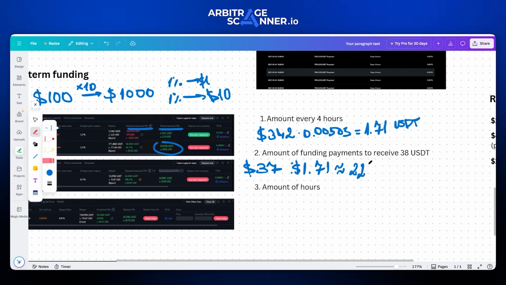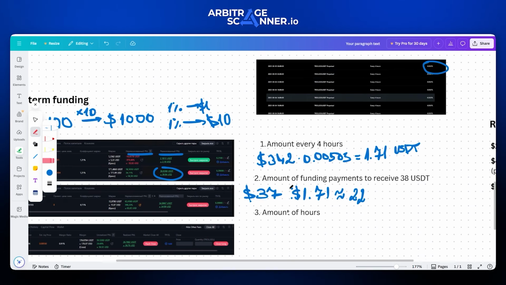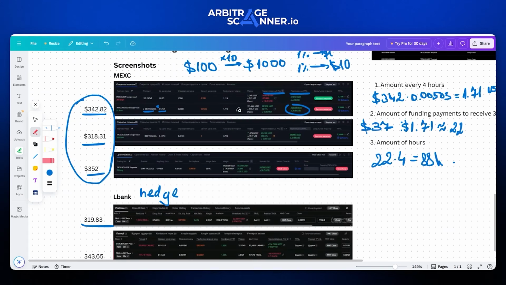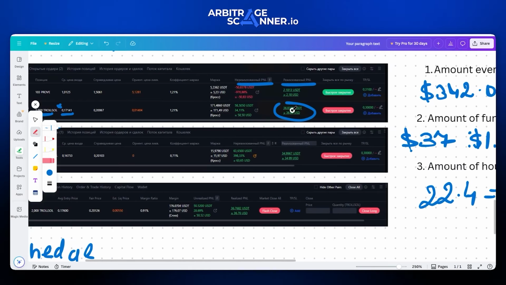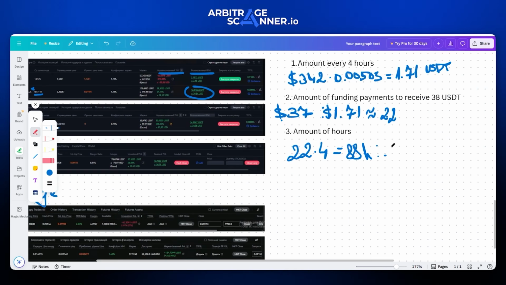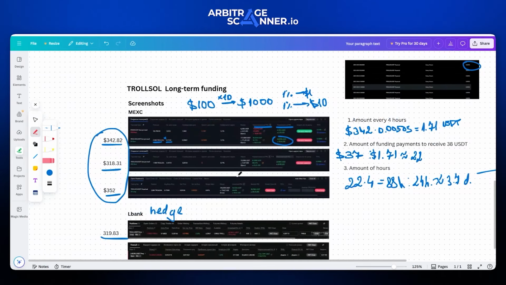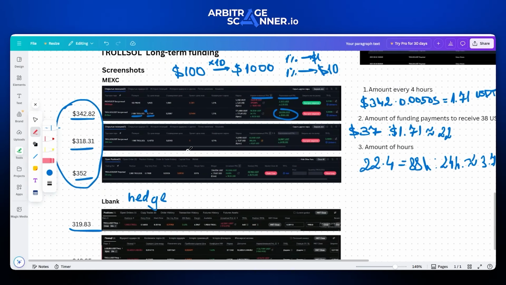Next, we're going to convert those payments into hours. We know that one payment equals 4 hours of waiting, so we multiply 22 by 4, and here we get 88 hours. It means that the client was holding this position for 88 hours in order to earn in total $37 from funding. If we divide this by the number of hours in 1 day, we get somewhere around 3.7 days, which proves that the client was holding these 3 positions for around 4 days.